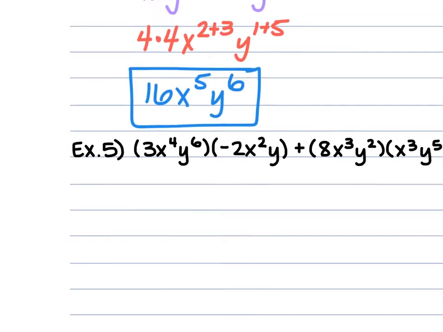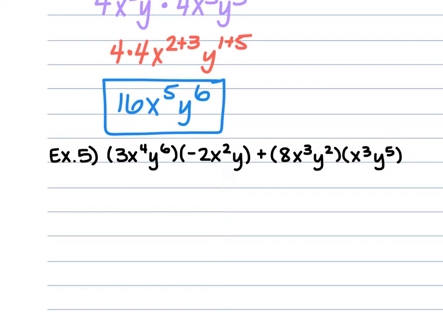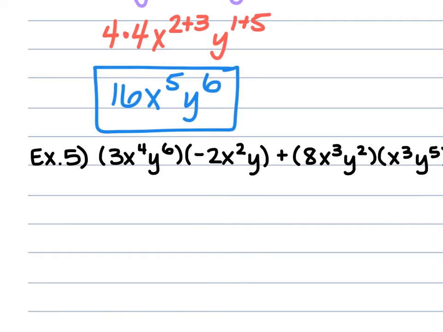For example 5, we now have multiplication within addition. So we have to multiply before we add. If we have like terms, we'll add after we multiply. So if we look at the 3x to the 4th y to the 6th times negative 2x squared y, we are going to do the 3 times the negative 2, keep the x, add the exponents, so it's going to be 4 plus 2, keep the y, add the exponents, so it's going to be 6 plus 1.